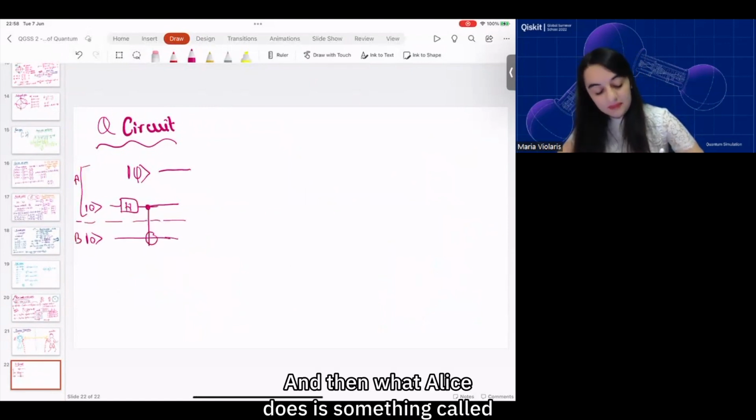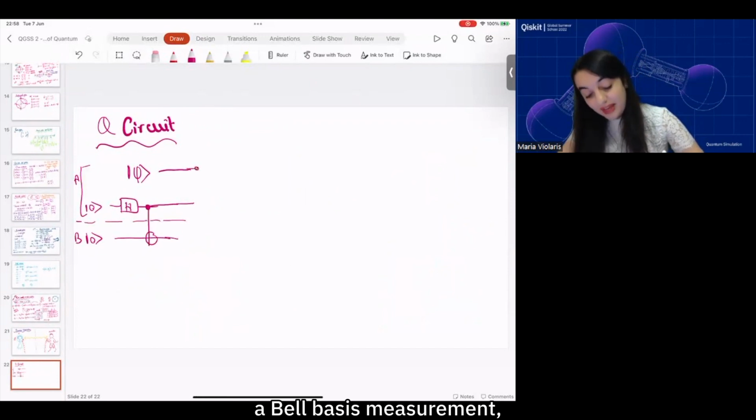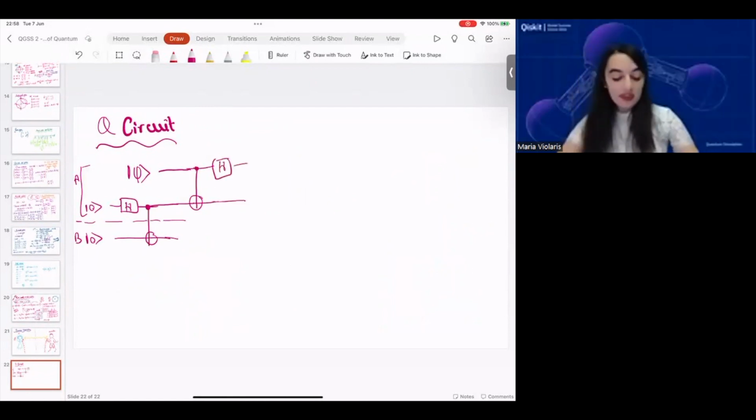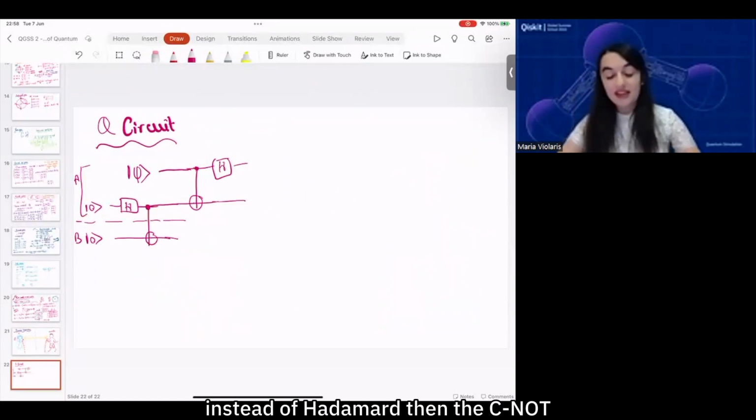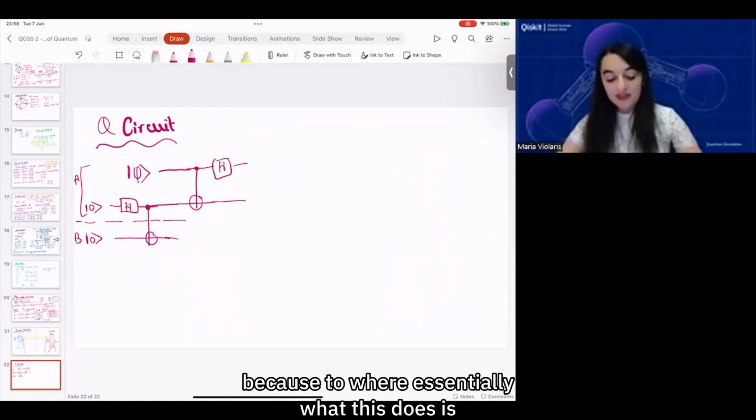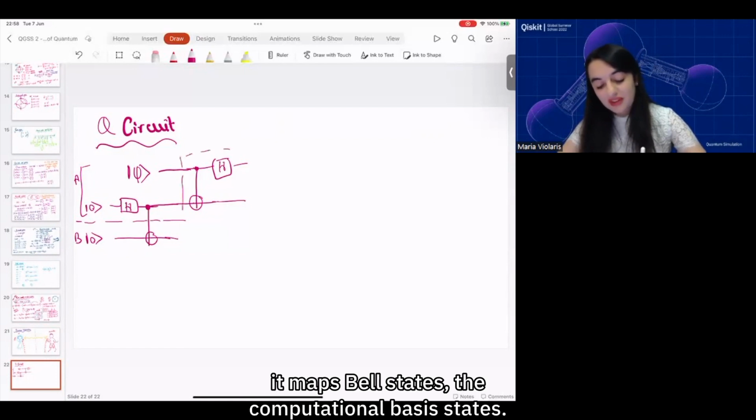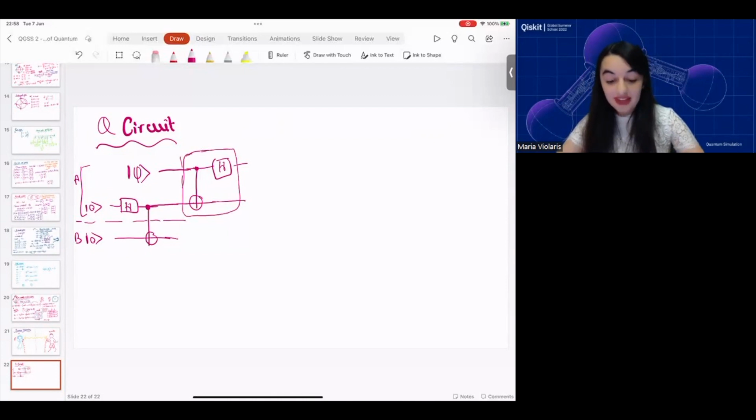And then what Alice does is something called a Bell basis measurement, which essentially means we do the CNOT then the Hadamard instead of Hadamard then CNOT, because what this does is it maps Bell states to computational basis states.